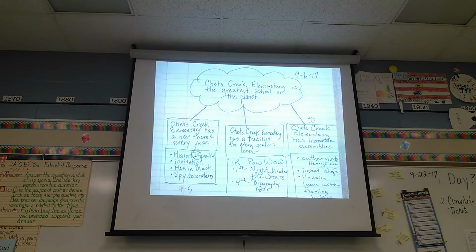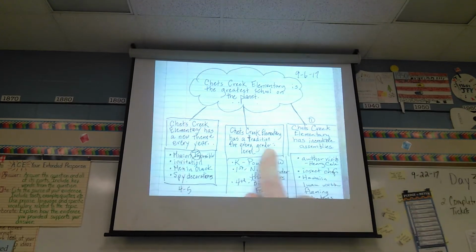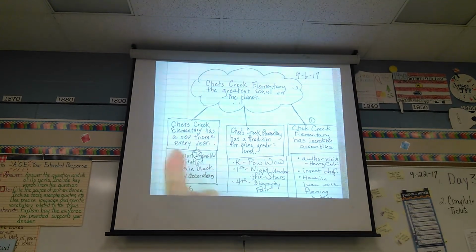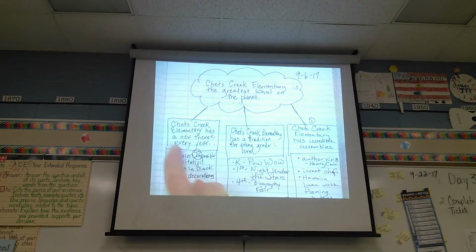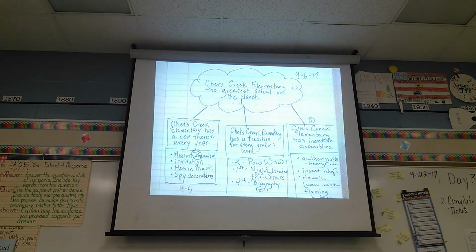You want to choose the kind of hook you want to write, but then the second step would be to think about one of the main ideas that you have written about and to plan your hook around one of those main ideas. Notice I didn't do all three main ideas. I just chose one. All right? Does everybody see how that's going to work?